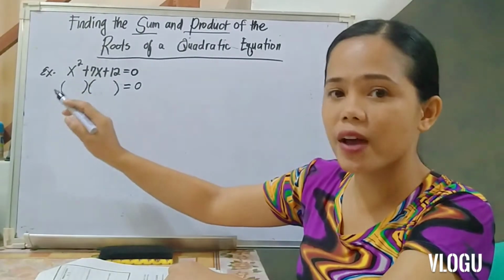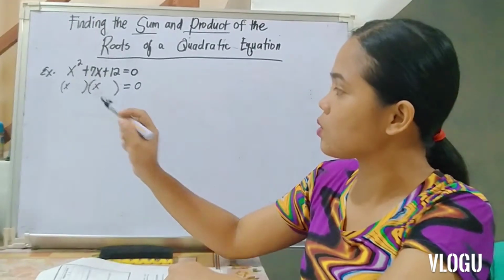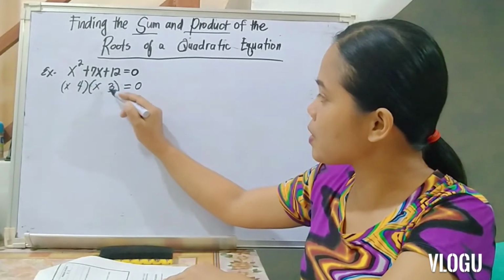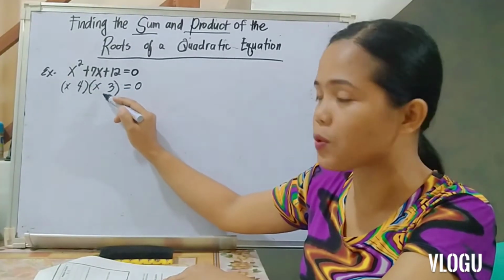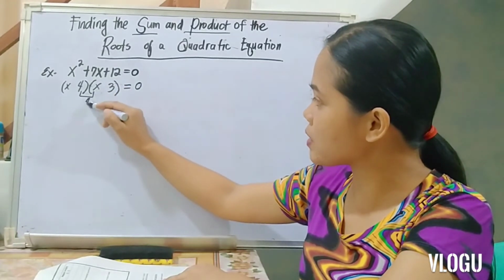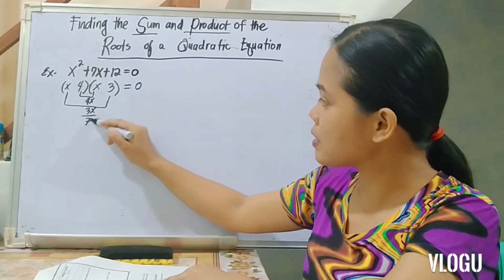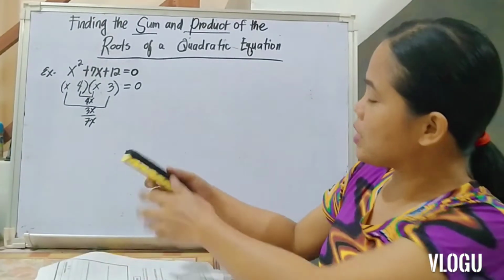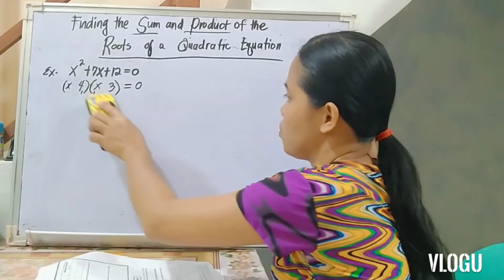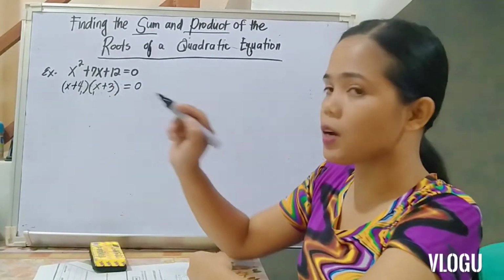For the factor of x squared, we have x and x. Now to get 12, I'm going to have 4 and 3, because when you add 4 and 3, we will get 7x. Okay, so that is 4x, and then x times 3 is 3x, so we will get 7x. We need it to be positive. So it should be x plus 4 and then x plus 3.